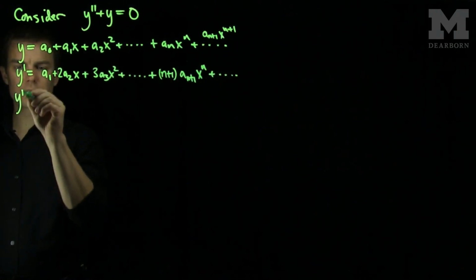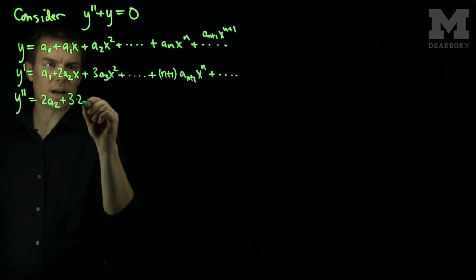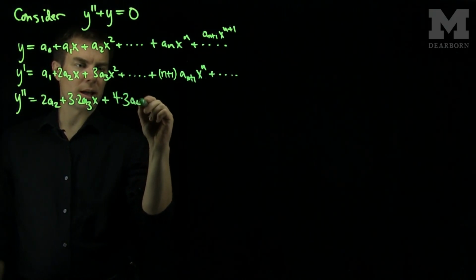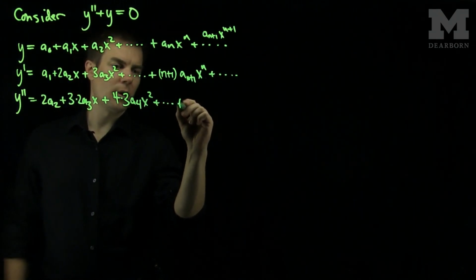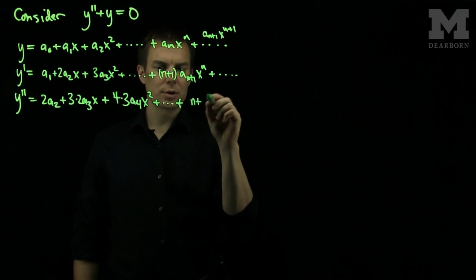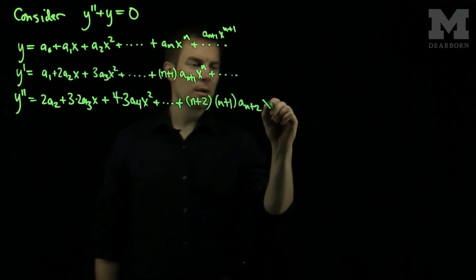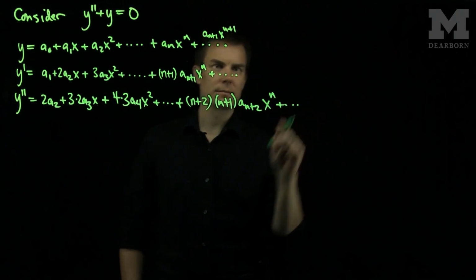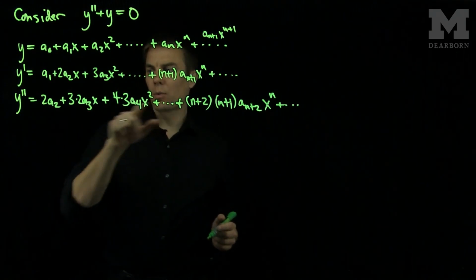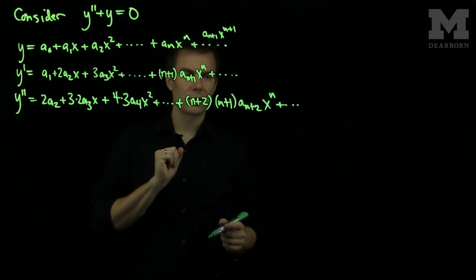The second derivative of this function will be 2a2, and then 3 times 2a3 x, and then 4 times 3a4 x squared, and so on, all the way down to (n+2)(n+1) a(n+2) x to the n, and so on. Now instead of having just 1, 2, 3, 4, we have 1 times 2, 3 times 2, 4 times 3, two consecutive integers multiplying.